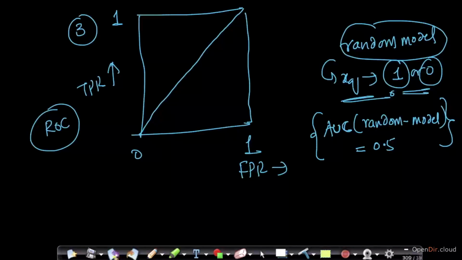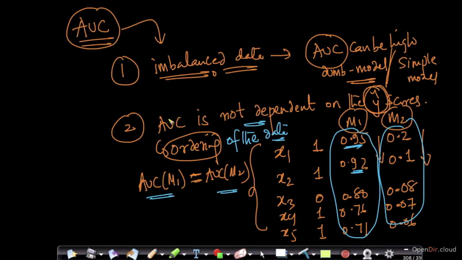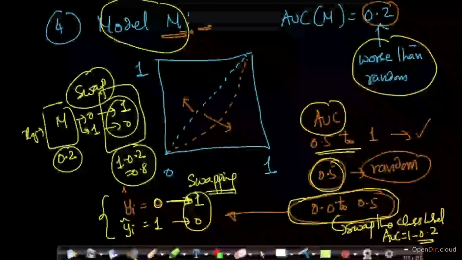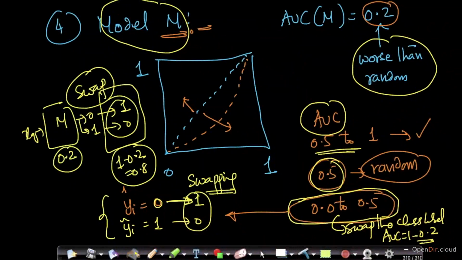But as usual, the important part is AUC is not dependent on the actual probability scores. It only depends on the ordering. For imbalanced data, there are cases, not always, where AUC can be high while the model is not very good, right? So this is very important. We'll see some other very interesting techniques later on on how to use probability scores themselves very creatively.